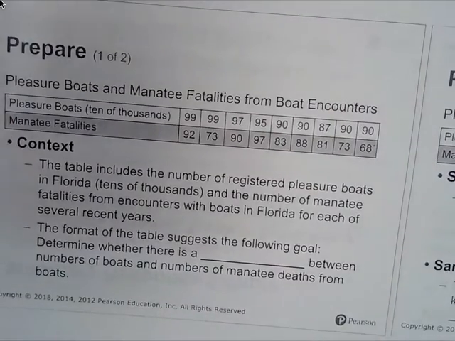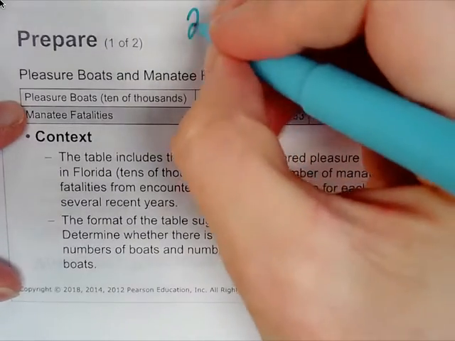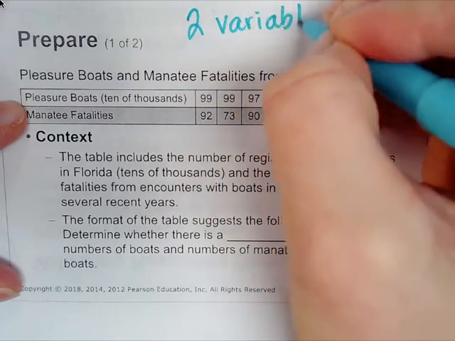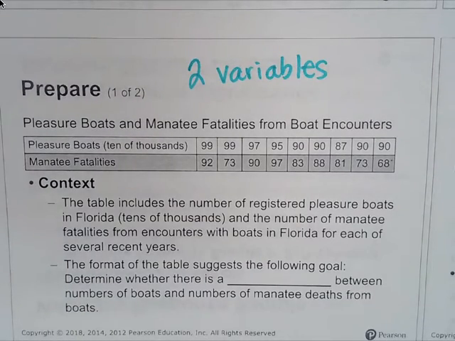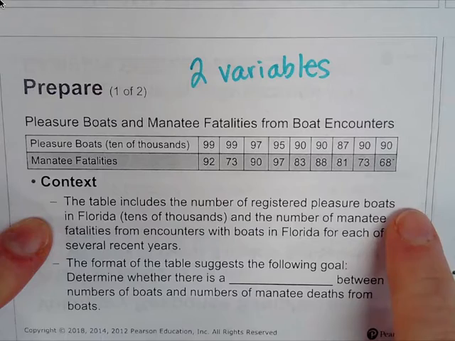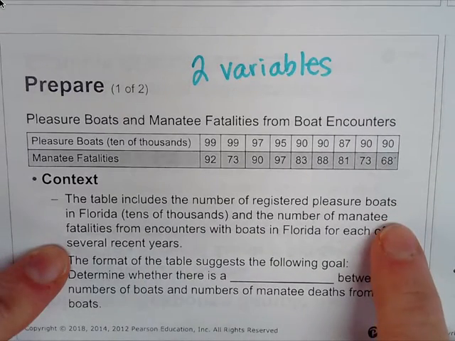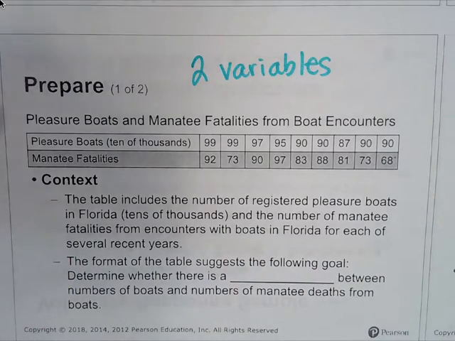So here is some data that was obtained. We have pleasure boats and manatee fatalities from boat encounters, so we have two variables here. Usually whenever you have two variables, you're looking to see, is there some kind of correlation, causation? Remember those back in algebra? We want to see what kind of relationship they have. The table includes the registered boats and then manatee fatalities, each with boats in Florida for each of the several recent years.